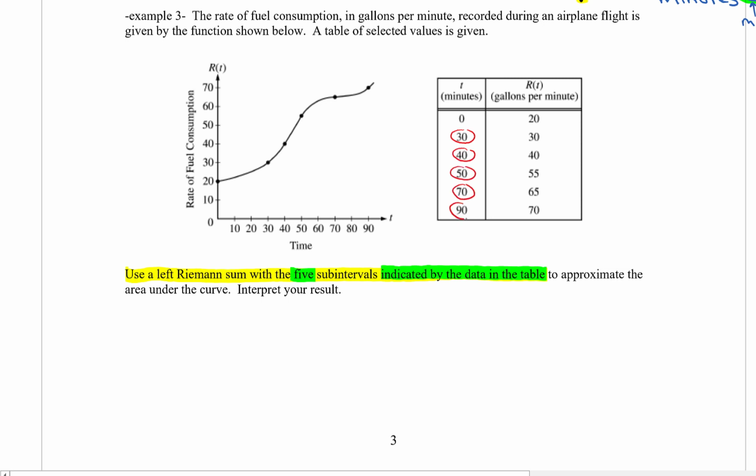Here I'm circling in red the 30, the 40, the 50, the 70, and the 90 in the table. That's going to help me when I need to find exactly how wide each one of my rectangles is. So now I am drawing my rectangles, and as I'm going over, I'm making sure that I bring the line down for my rectangle right at those numbers that I circled.